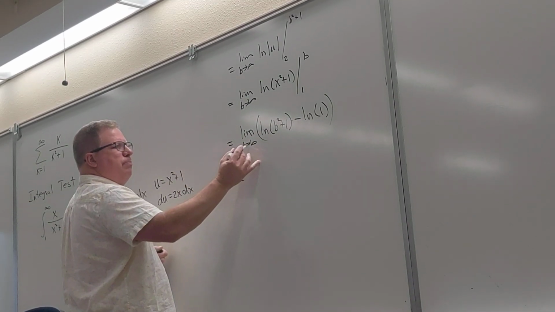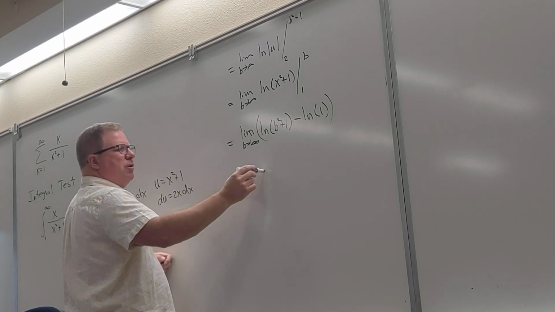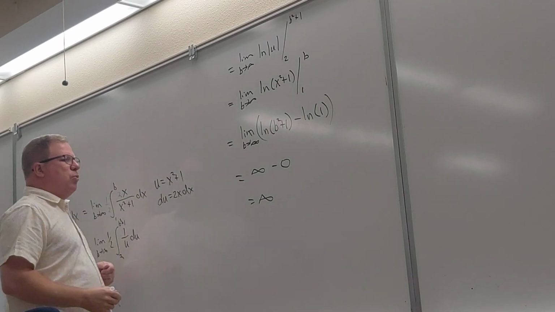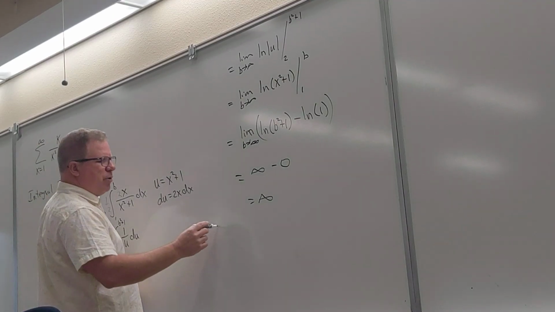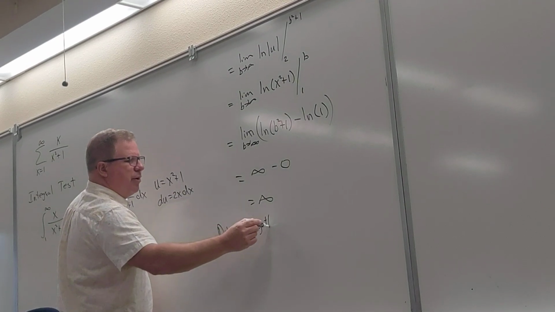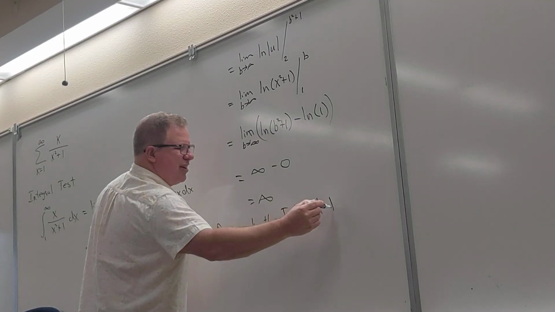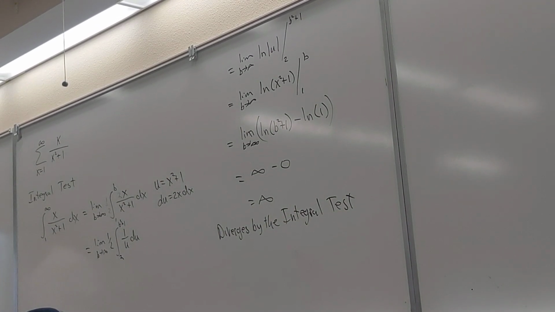We're taking b to infinity, not 0. As b goes to infinity, ln goes to infinity, and ln of 1 is 0, so this equals infinity. Which means this diverges by the integral test. And I want you to actually write that when you do these problems: diverges by the, and then state the test that was used.